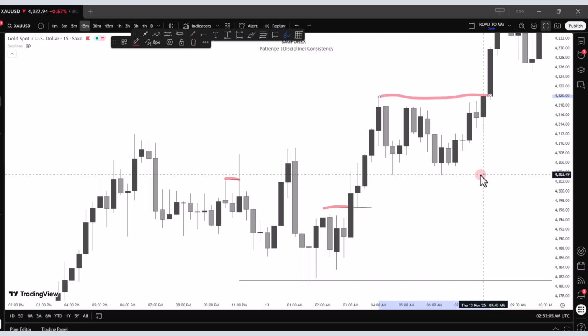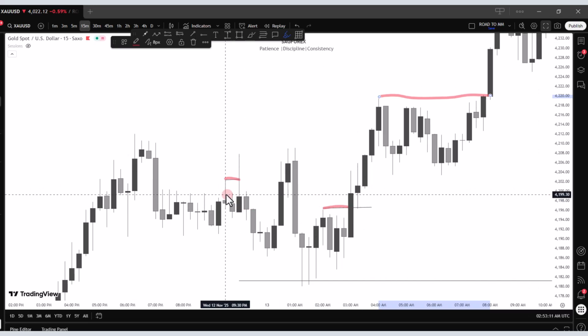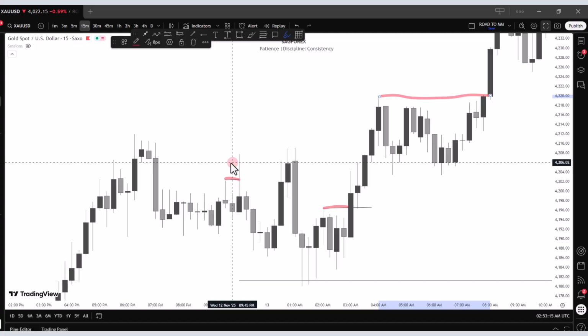All right guys, that is going to be all for now. I believe you've learned something from this. I want to give you these two assignments. Take your time and locate a valid break of structure on the market. Locate a valid break of structure, and also locate an invalid break of structure, BOS, on the market. After that, try to identify swing highs and swing lows in the market.